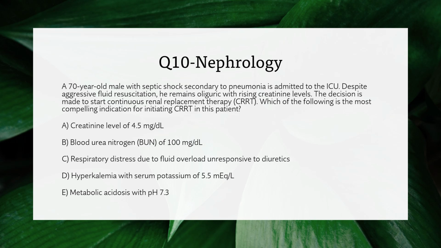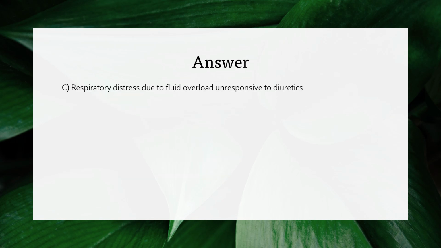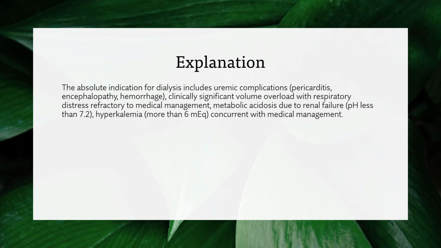Choice A, creatinine level of 4.5 mg per deciliter. Choice B, blood urea nitrogen of 100 mg per deciliter. Choice C, respiratory distress due to fluid overload unresponsive to diuretic. Choice D, hyperkalemia with serum potassium of 5.5 milliequivalent per liter. And choice E, metabolic acidosis with pH 7.3. Correct answer is choice C, respiratory distress due to fluid overload unresponsive to diuretic. Here you can read an explanation for this question. Please read it yourself.